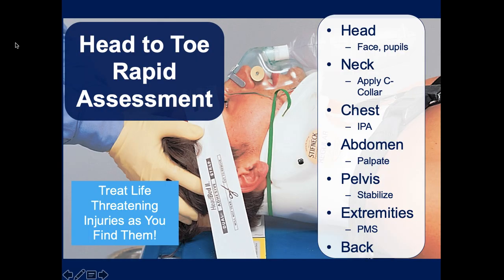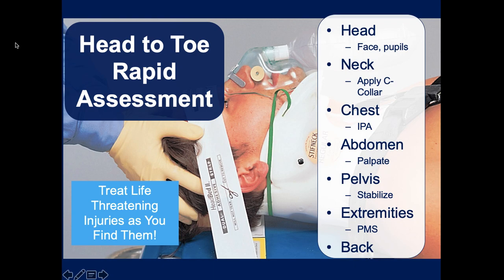Now, the head to toe rapid assessment is pretty obvious. It starts at the head. I'm going to check the scalp, the face, I'll check the pupils, and because we're looking for everything, both medical and trauma, we're looking for a deviated gaze, which is a sign of a stroke. We're looking for any kind of bleeding from the nose or mouth. We're looking for any bleeding from the ears or cerebrospinal fluid from the ears or nose, looking for all that stuff. Checking the pupils for PERRL.